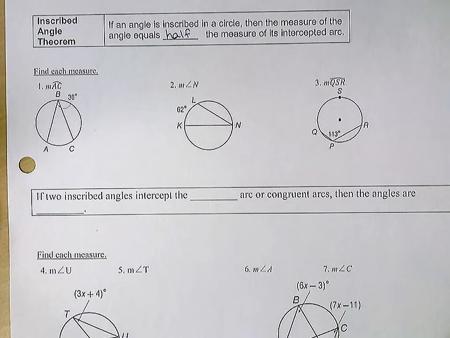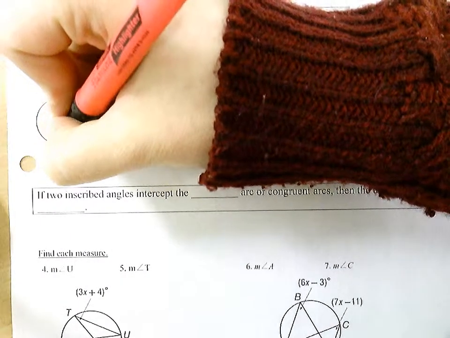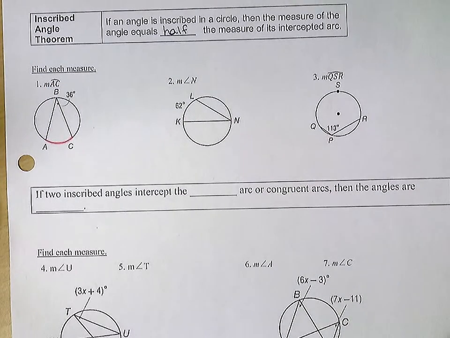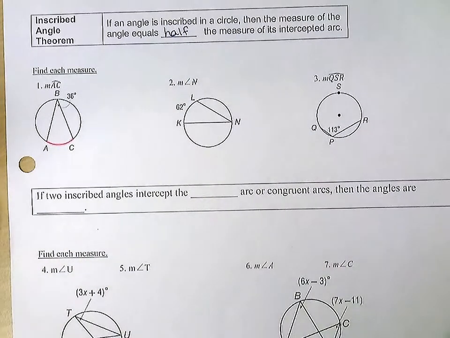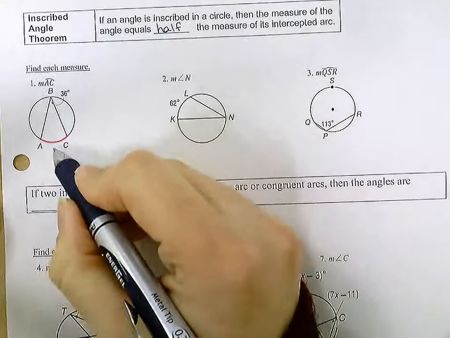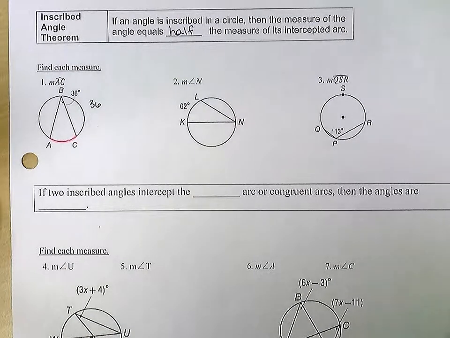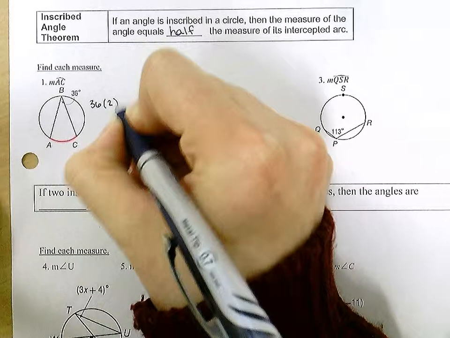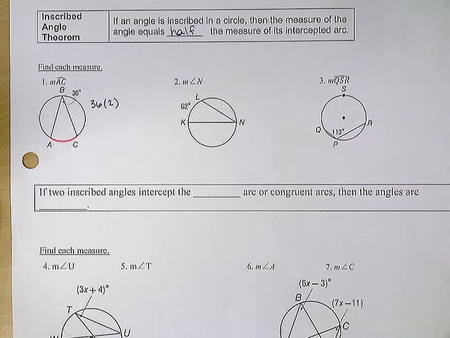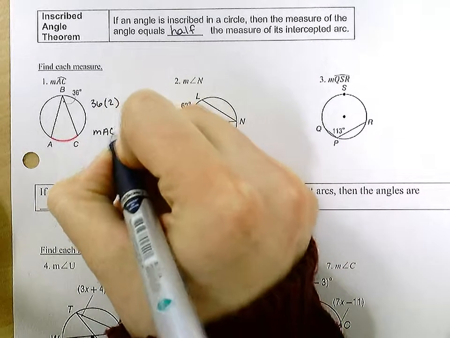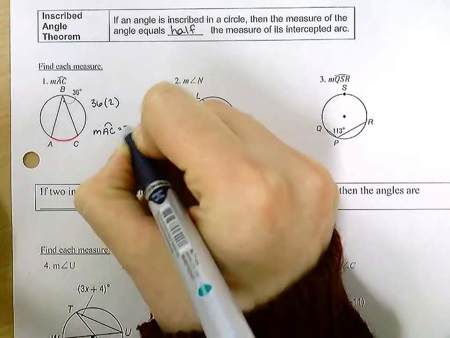We want to find each measure for these three problems. Number one, we want to find the measure of arc AC. I'm looking for this arc right here. I know what my inscribed angle is. That's 36 degrees. To find my intercepted arc, all I have to do is take my inscribed angle, which is 36, and multiply by 2. So the measure of arc AC is equal to 72.